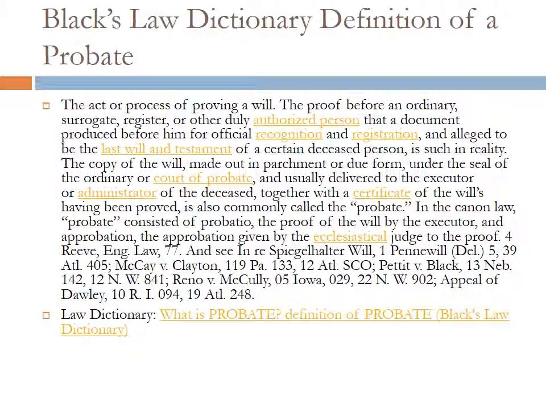Now, when we're talking about probate, we have a rather long and involved definition of what a probate is from Black's Law Dictionary. It's actually the act or process of proving a will, but in the event there is no will, then it is the act of settling the estate and applying the law that exists in that state with regards to intestate succession, or a succession of the heirs without a will.